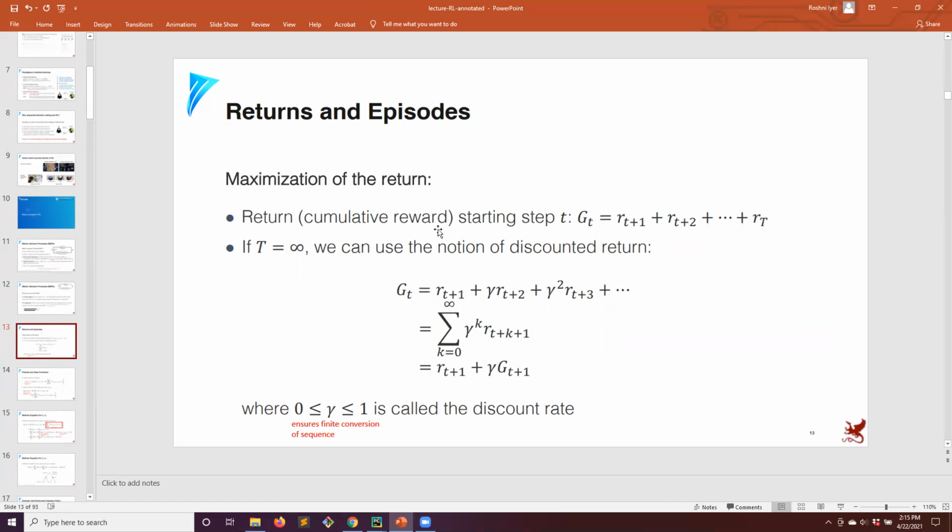In order to do that, we introduce this gamma variable, which we call the notion of discounted return. For all of the subsequent terms, we use gamma in this way. And we can rewrite this summation as follows. Recursively, we can express the same sequence as R_{t+1} plus the discounted return in the next time step. And here gamma is between 0 and 1, and we call this the discount rate.